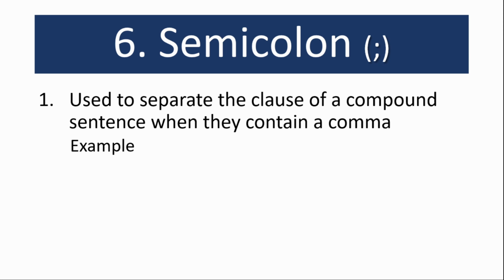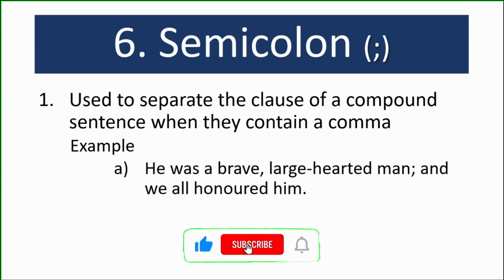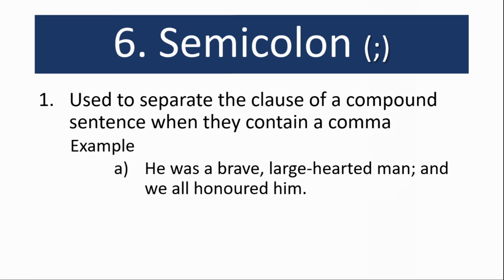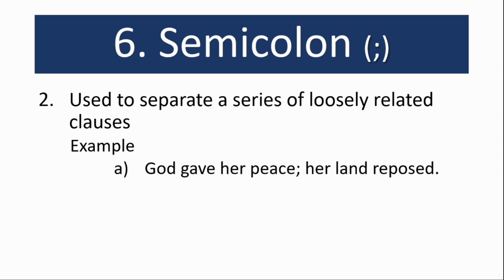The semicolon is used to separate the clauses of a compound sentence when they contain a comma. See this example. He was a brave, large-hearted man; and we all honored him. It is used to separate a series of loosely related clauses. For instance, God gave her peace; her land reposed.